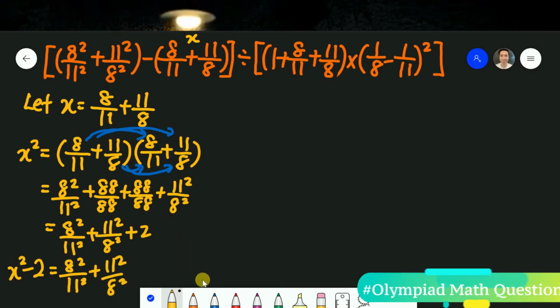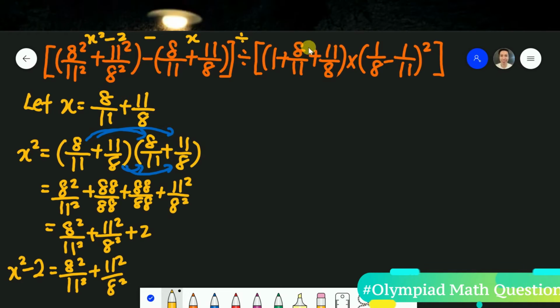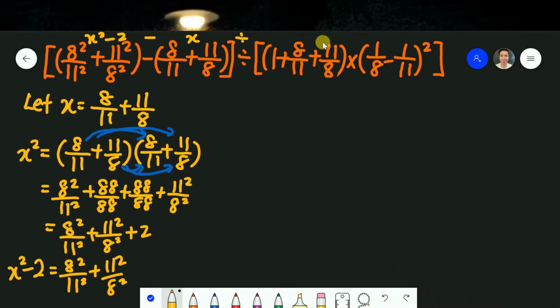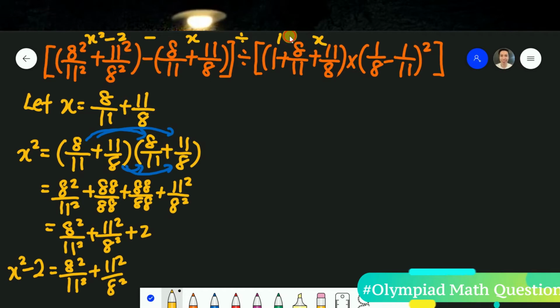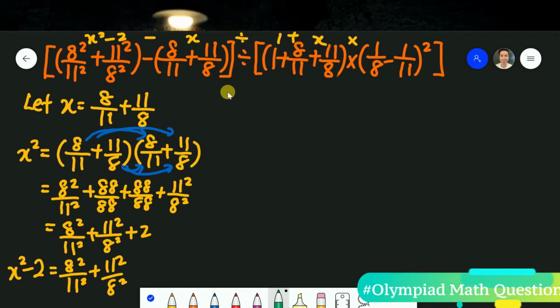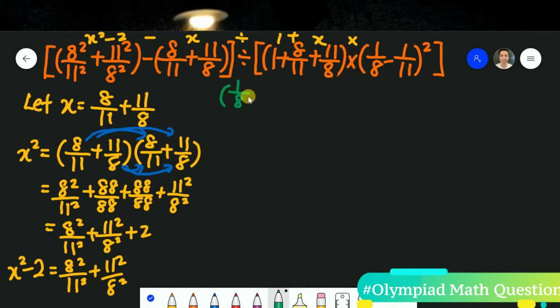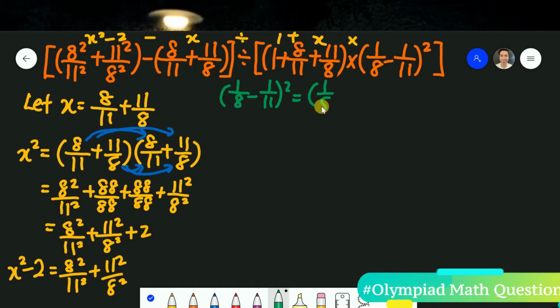Surprisingly, the first expression turns into x squared minus 2, then minus x, divided by the quantity 1 plus x, since 8 over 11 plus 11 over 8 is x, times the whole thing. For this part, we need to find the value of 1 over 8 minus 1 over 11, all squared. We can perform it this way: we multiply it by itself twice.